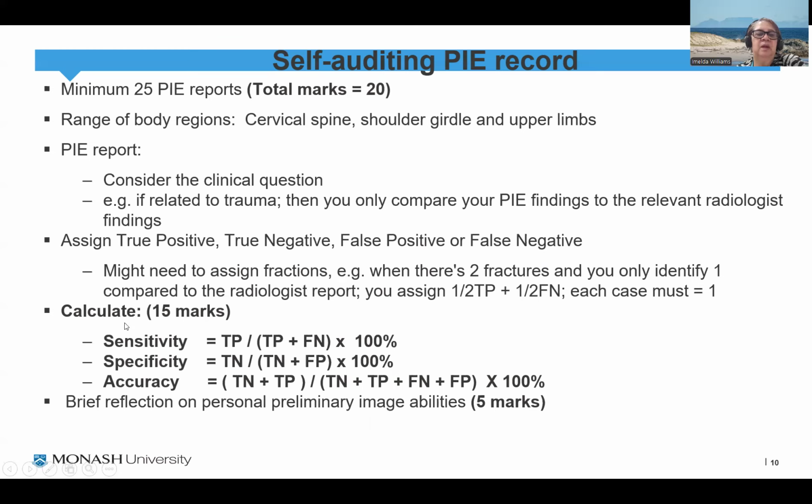And then for your calculations, you need to calculate the sensitivity, which is around identifying abnormals, specificity, which is around identifying the normals, and accuracy is your overall image interpretation accuracy between identifying abnormal and normal cases. And then that part of it is equal to 15 marks. And then a brief reflection on your personal image interpretation abilities, and that is 5 marks.